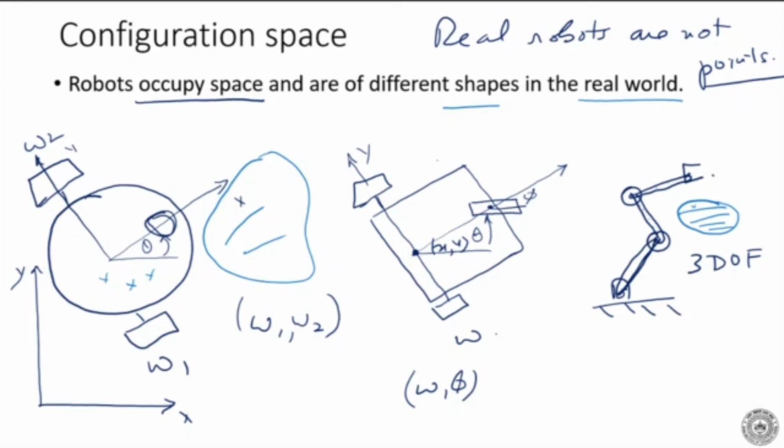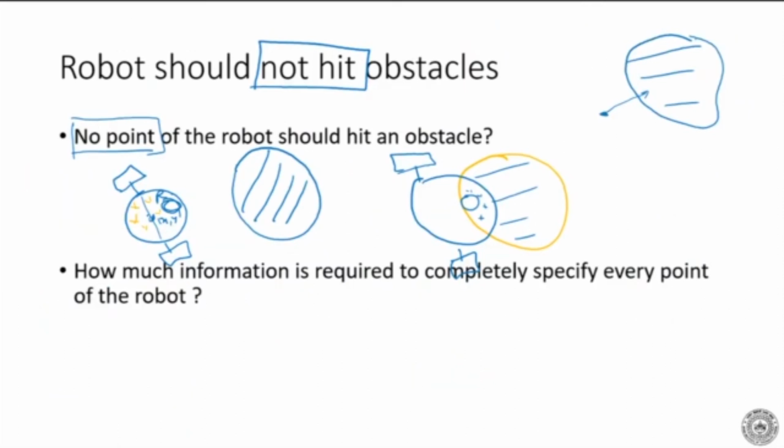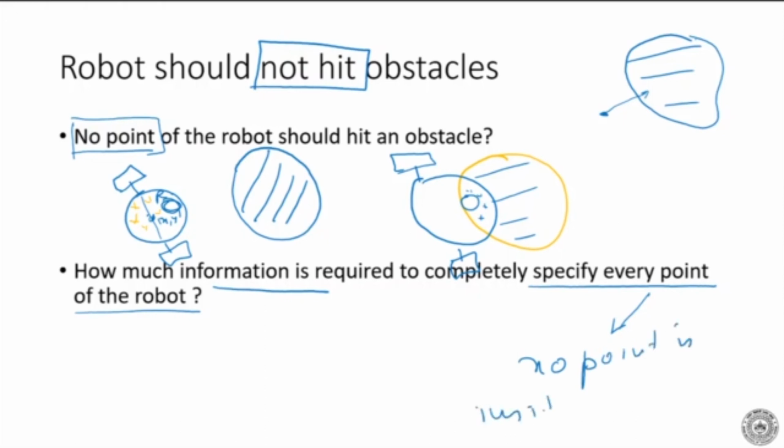So, how much information is required to completely specify every point of the robot? Because we are saying that no point of the robot should be inside the obstacle. So, what information is required to completely specify every point of the robot? If we can do that, then we can ensure that no point is inside the obstacle. Because we are ultimately going to check geometrically, right? So we'll see if there is any point of the robot inside the obstacle. And how do we do that? We check it geometrically.